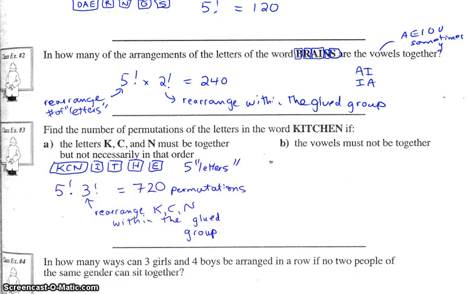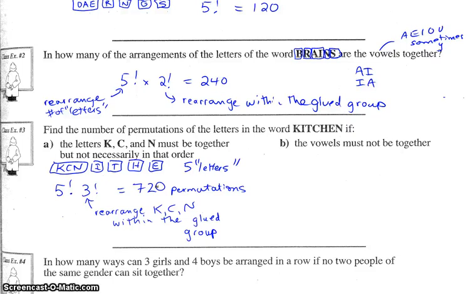Okay, so once we glued K, C, and N together and then counted the other letters in addition to that, we would have 5 so-called letters. And number of ways to rearrange them, 5 factorial. Within that group, there's 3 letters, so to rearrange the 3 letters within that group, that would actually be 3 factorial ways to do that, which means we're going 120 times 6, which is 720 permutations of the letters in the word kitchen if K, C, and N are kept together. Okay, let's try the next one.